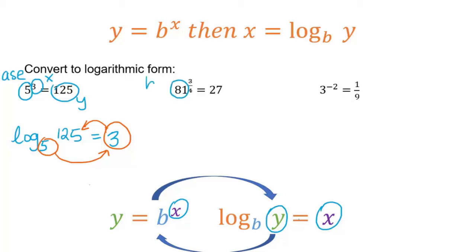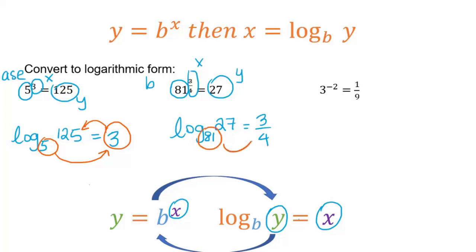Once again, 81 is the base. The exponent is the value of x, and the answer of b to the power of x gives us our y value. When we write this as a logarithm, since the base is 81, the base of our exponent is 81, the base of our logarithm is 81. We take the logarithm of y, in this case 27, and that's equal to x, or 3/4. To read this, we see that 81 raised to the power of 3 over 4 gives us 27.